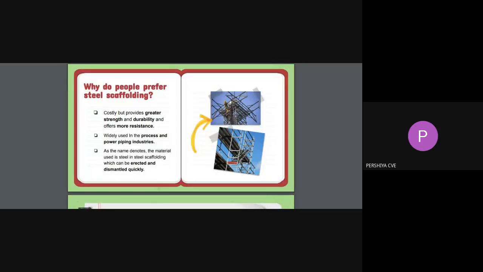So, why do people prefer steel scaffoldings? Though it is costly, it is available in different sizes and designs. It offers more resistance, has high carrying capacity, and provides a steady and strong platform. It has good durability, and it is easy to assemble and dismantle.